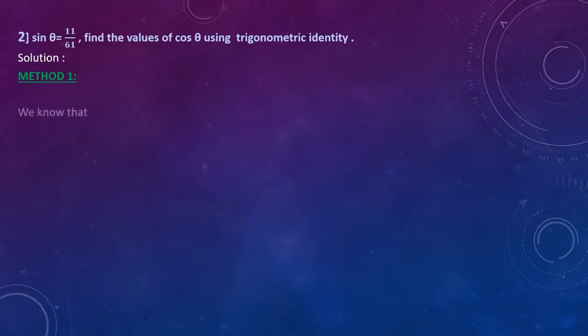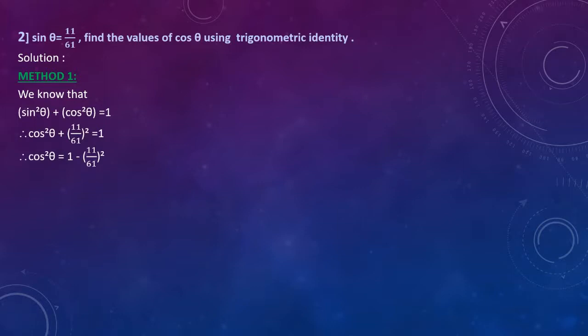So solution, method 1. We know that sin square theta plus cos square theta is equal to 1. So let us substitute the value of sin theta here and rearranging the equation we get, therefore cos square theta plus 11 upon 61 square is equal to 1. So therefore cos square theta is equal to 1 minus 11 upon 61 the whole square. Therefore cos square theta is equal to 61 square minus 11 square upon 61 square. This is by cross multiplying it we will get the value.